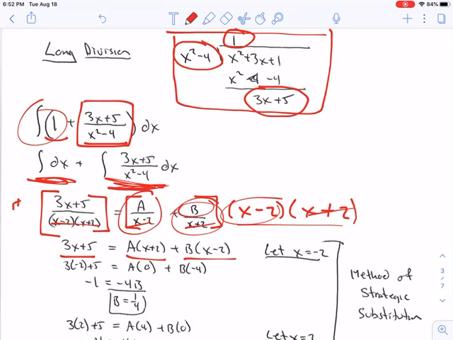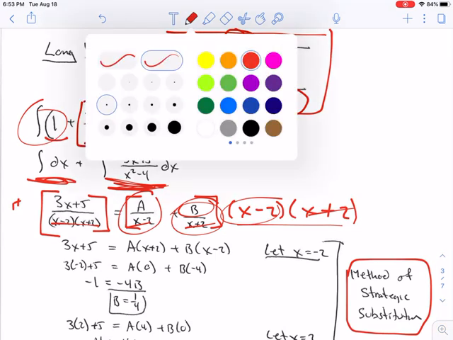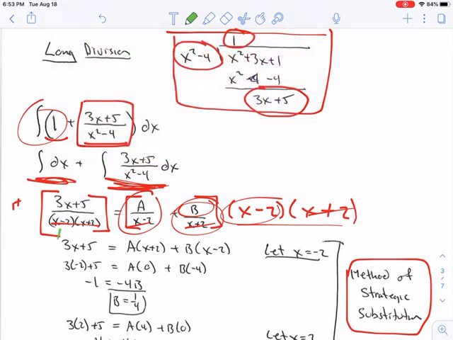Now, I'm using the second technique that your book describes. They call it the method of strategic substitution. That's an interesting name, and it's an accurate name, strategic substitution. Why do we call it that? Well, what we want to do here is solve this for A and B as simply as possible. All we're trying to do at this point is find A and find B.